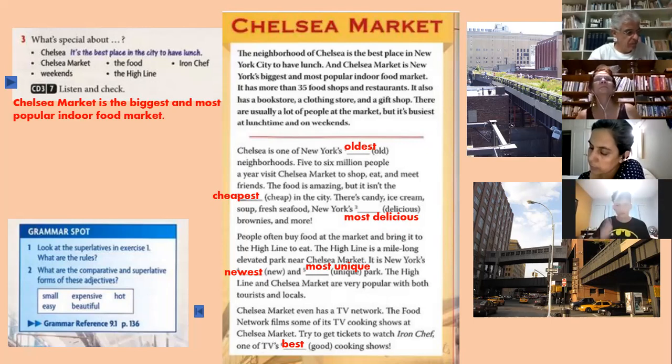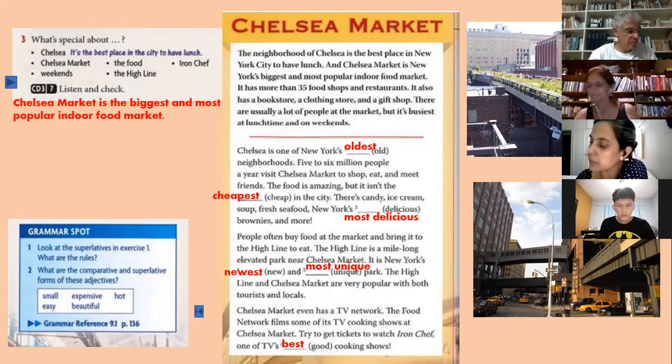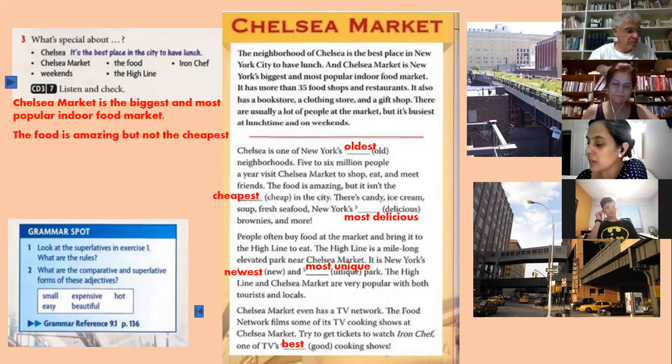What about the weekends, Marcia? Oh, no, that's exactly what I didn't do. Oh, no problem, no problem. It's because I looked for the others first. That's okay. The food, Marcia, the food. The food is amazing, but isn't the cheapest in the city. There's canned ice cream, soup, fresh food. That's right. It is amazing, but it is not the cheapest. And New York is very expensive, by the way, right? Okay.